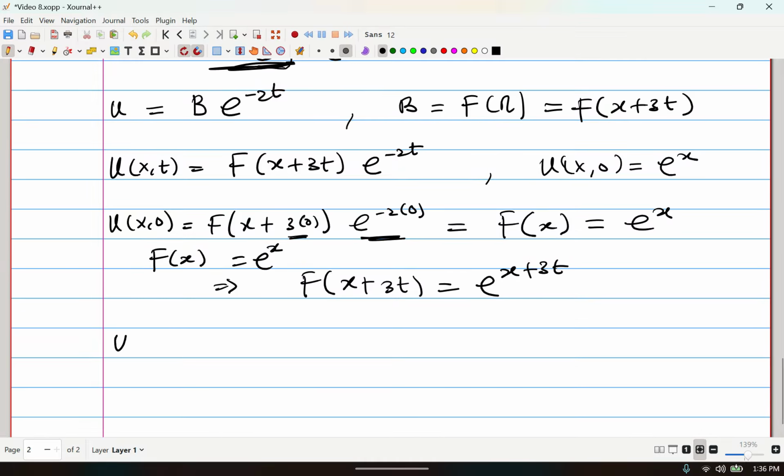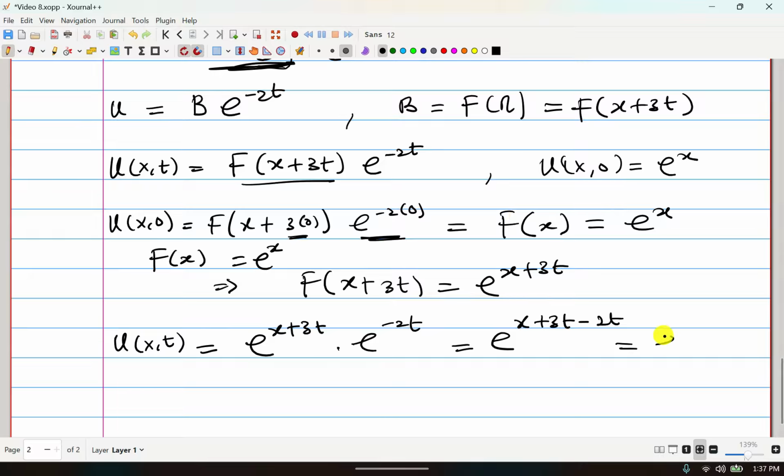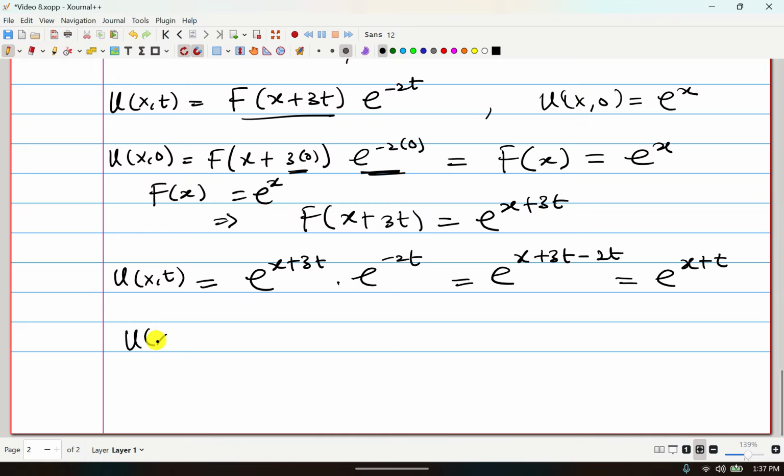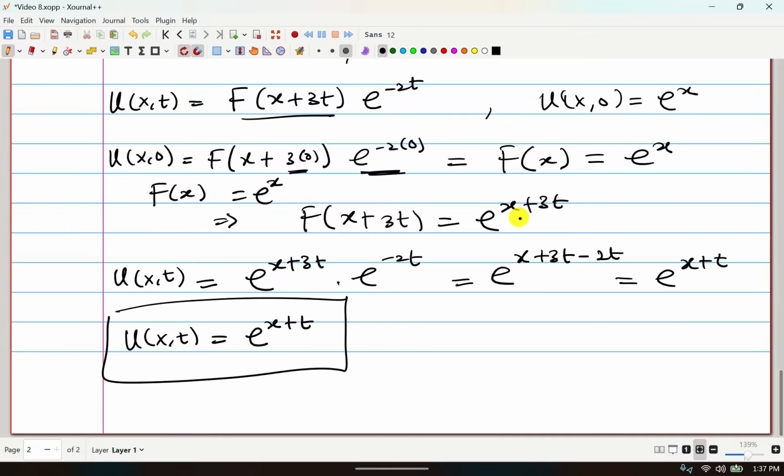And now your u of x comma t is equal to e to the x plus 3t, that is the f of x plus 3t part, and then times e to the negative 2t. That is equal to e to the x plus 3t minus 2t, and that will give you e to the x plus t. So finally, we have u of x comma t equal to e to the x plus t as the solution of this problem.